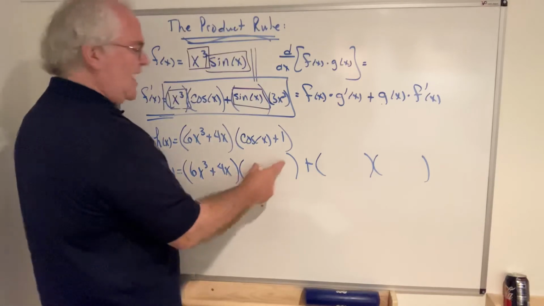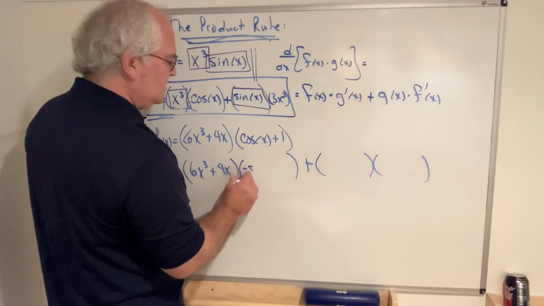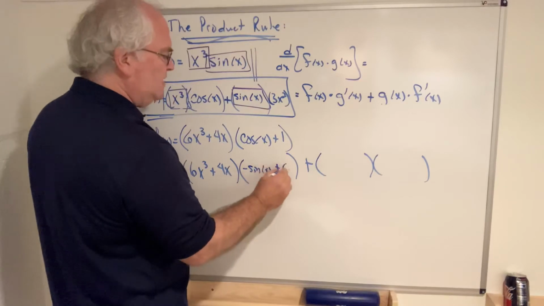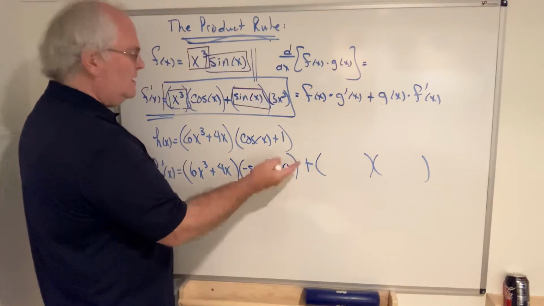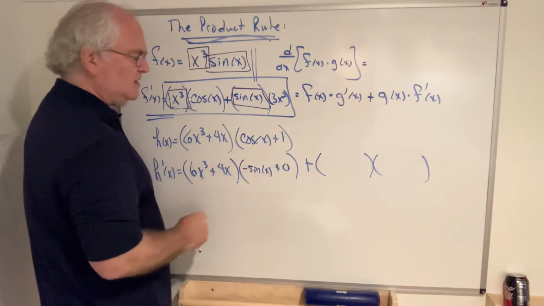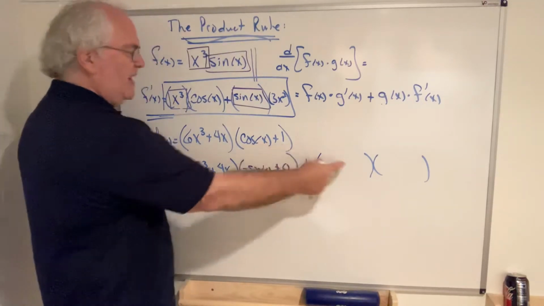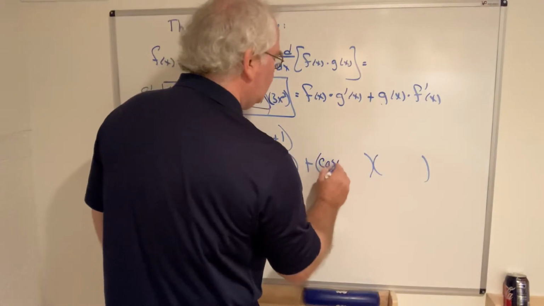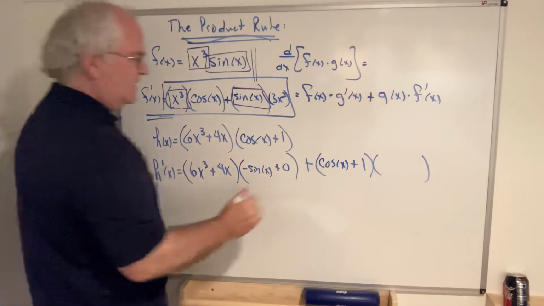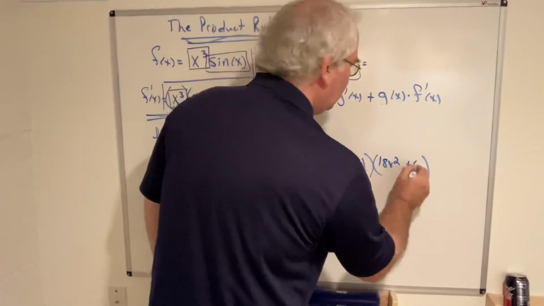First times, now times derivative of the second. What's the derivative of cosine? Derivative of cosine is negative sine. Plus 1, just to be official here, I'll put 0. Now you don't need to write plus 0 yet. I'm doing this just for emphasis. Plus second, copy paste, times derivative of the first, and so that's 18x squared, and what's the other one? Plus 4, and you're out.